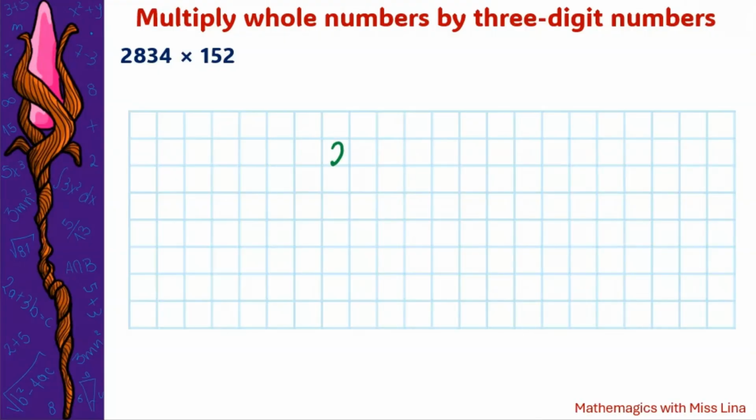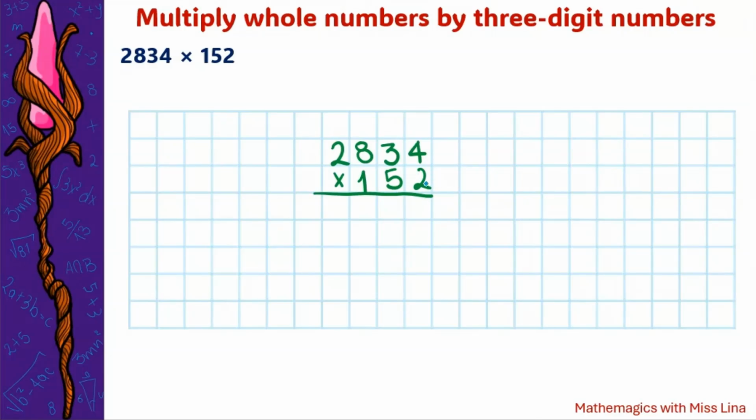So again, the biggest number goes at the top and the smallest one at the bottom. Look, if you put the biggest number at the bottom, you can still do the multiplication. It's just that you are going to get more numbers to add. So it's easier when you put the smallest one at the bottom.